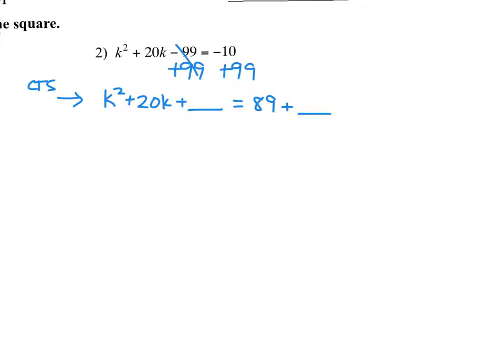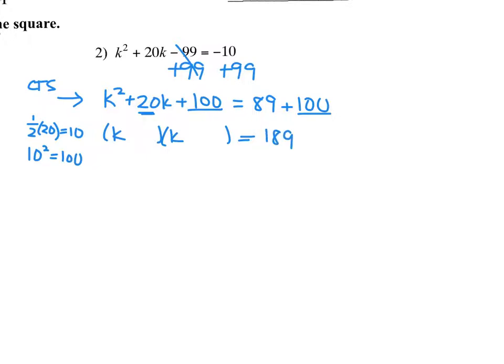You're going to take half of the middle number. So last time we had 16, and we took half and got 8. And then we multiplied it by itself, or squared it. So what we'll get here is half of 20, and then 10 squared gives us 100. Okay, so we factor here. This is going to be 189.